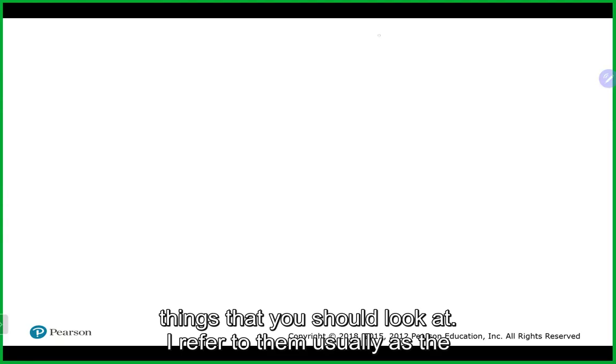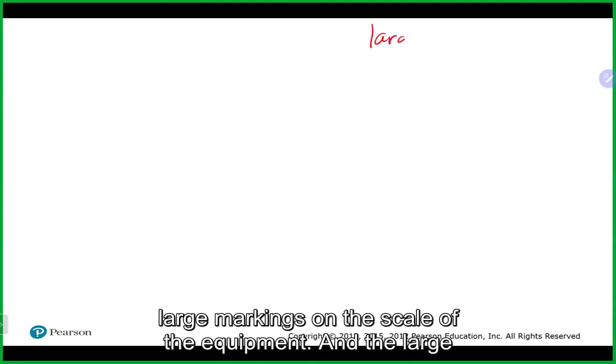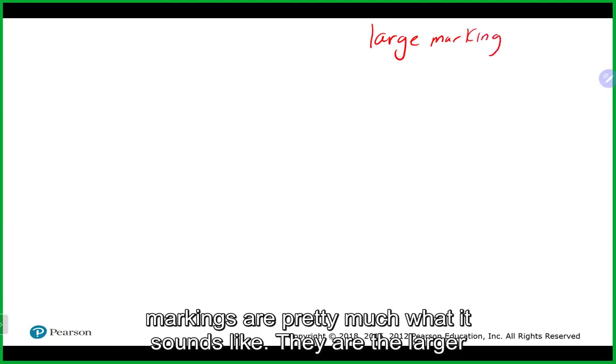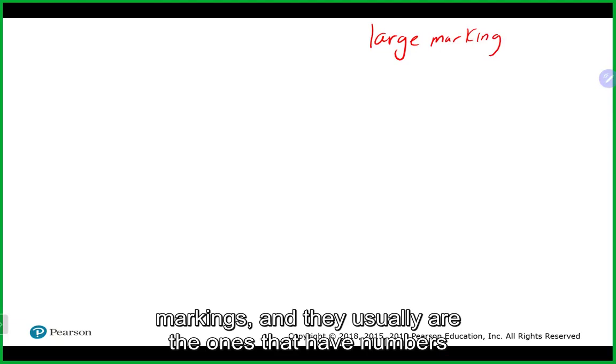I refer to them usually as the large markings on the scale of the equipment. And the large markings are pretty much what it sounds like. They are the larger markings, and they usually are the ones that have numbers associated with them.